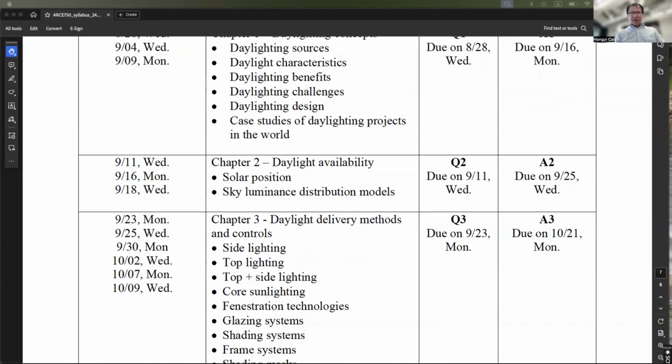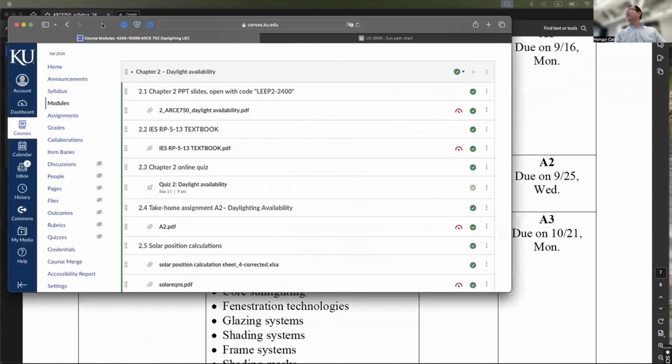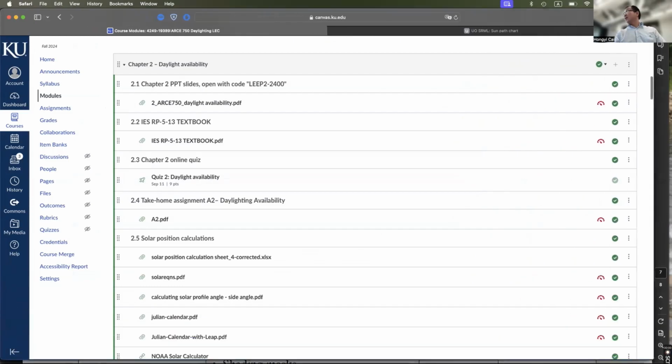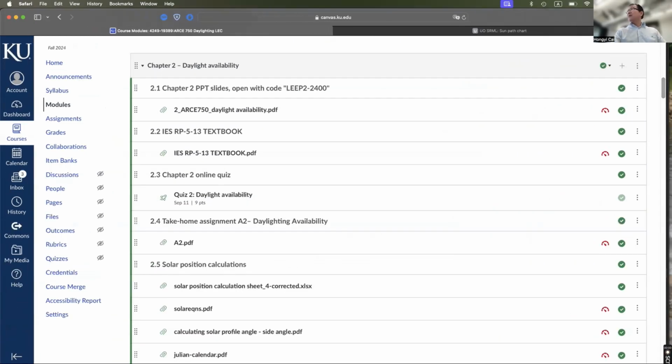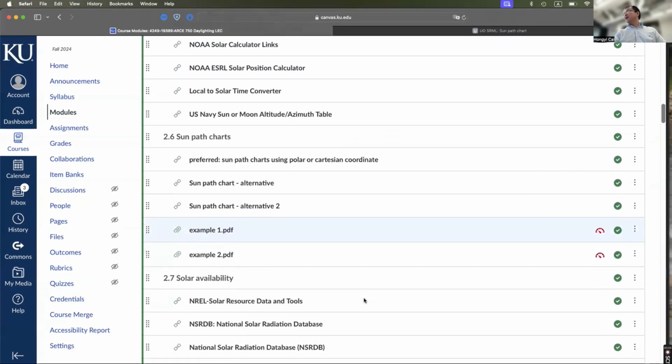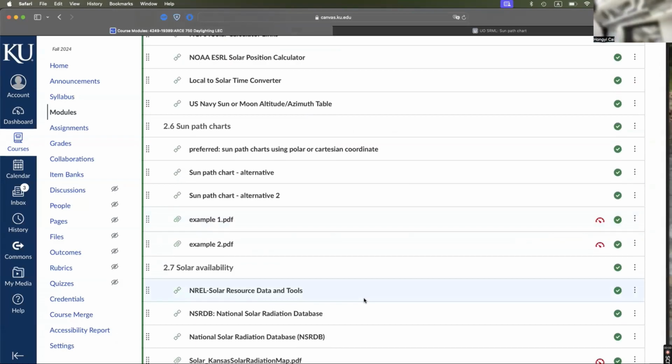I actually made a few changes on the Canvas course website, a few updates, and let me tell you what I did. Basically, in chapter 2, you will have the chance to do the sun chart, which you haven't explored yet. But last year, the sun charts prepared by University of Oregon was kind of down. So I switched to the 2 alternative websites for you to use for the class last year.